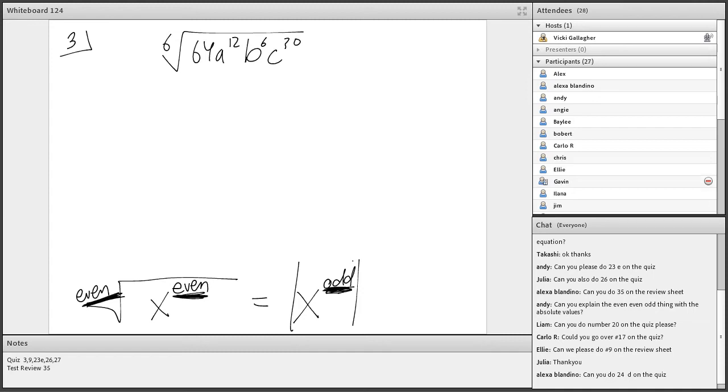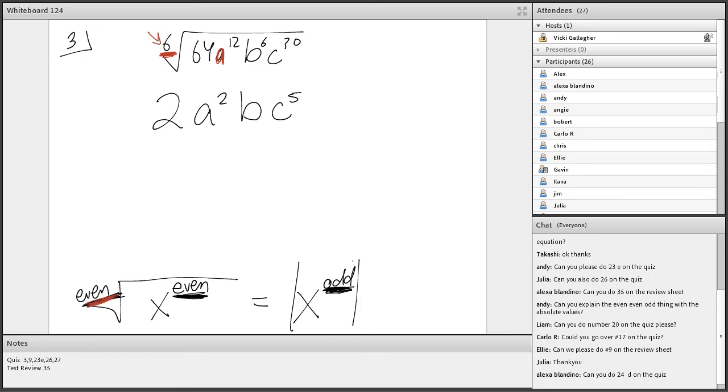So taking a look at number 3, the answer was 2a squared b c to the 5th. Okay? And so then what you want to do is look at each variable individually. Starting with my letter A, first of all, it's really important that this problem has an even index, right? It's because it's the number 6. So this number is even. And so that's this even right here.